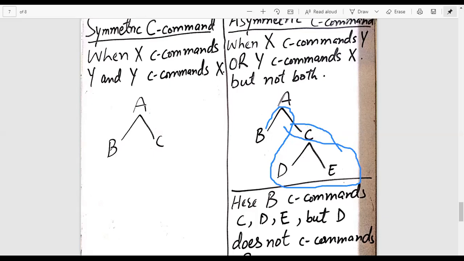But if we look at the case of D, let us go one step up. One step up, you cannot go another step. You cannot take two steps here. So if you go one step up, you will have to come down. And if you come down, you will only say that D c-commands C, but D does not c-command B. It cannot c-command B, but B can c-command D. यानी B D को c-command कर रहा है, लेकिन D इसको नहीं कर सकता c-command. So this is why we can say that it is asymmetric c-command.